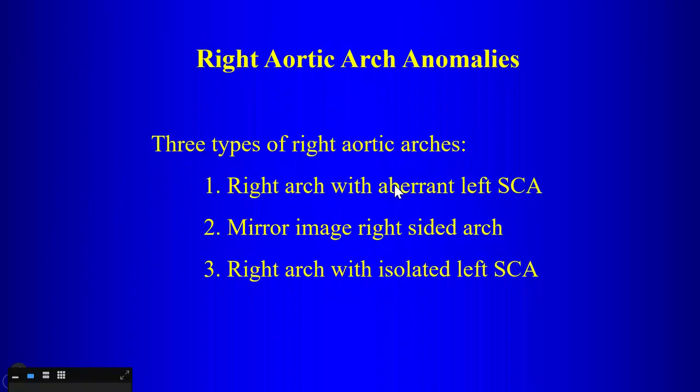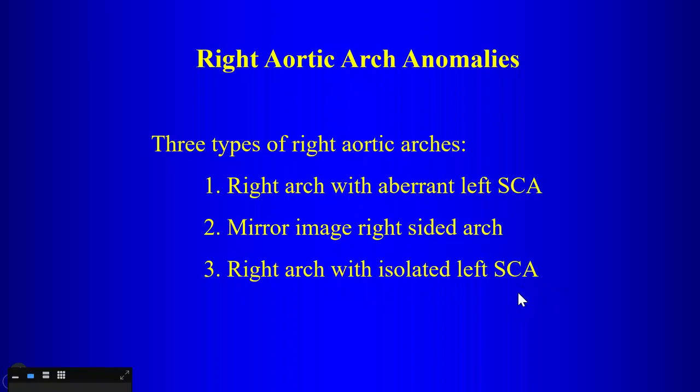Now, the three types of right aortic arch you need to know. Right arch with aberrant left subclavian artery, that is the most common. Usually no associated congenital heart disease. This is the type you will see in adults. Okay. Mirror image right-sided arch. This one is associated with congenital heart disease. We talked about tetralogy of Fallot and truncus. Right. Mirror image right arch. Right arch with isolated left subclavian. This is much rarer than these two, but occasionally you come across these.